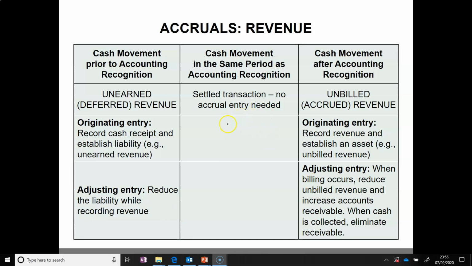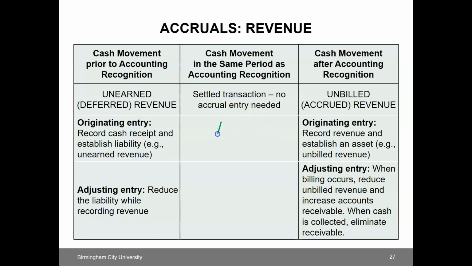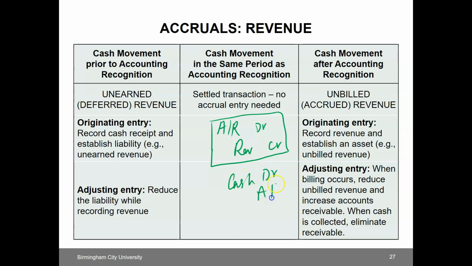In this case, the first entry will be accounts receivable debit and revenue credit. This is the first entry that will be made when the revenue is recognized but not received. When the revenue is received from the accounts receivable, the entry would be cash debit and accounts receivable credit.